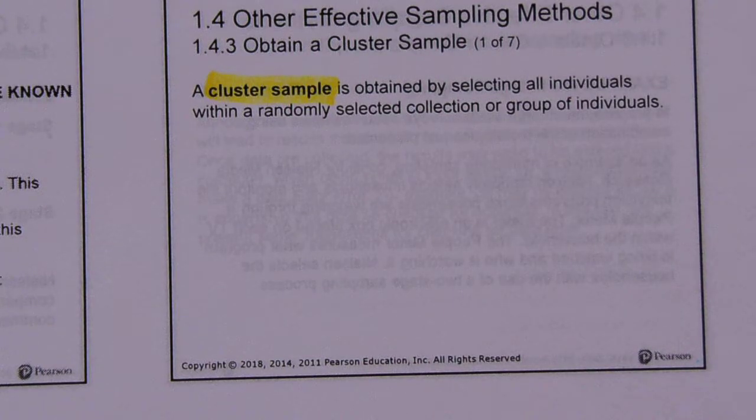Okay, so the difference between stratified and cluster is that in stratified, we get groups, and then we get a random sample from each of those groups. In cluster, we randomly select the group, and then we survey everybody in the group. Make sense? Okay.